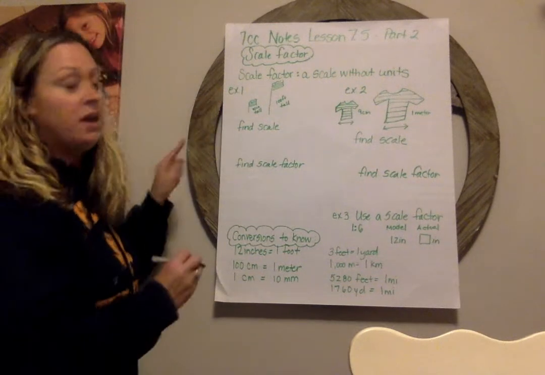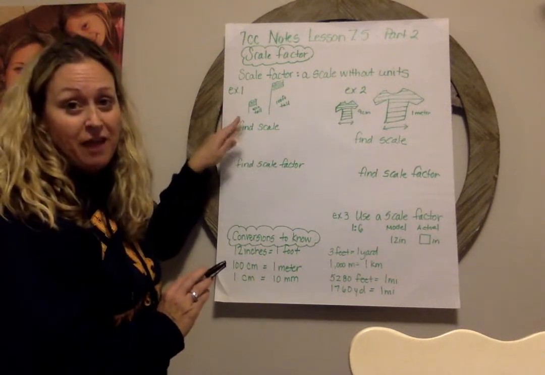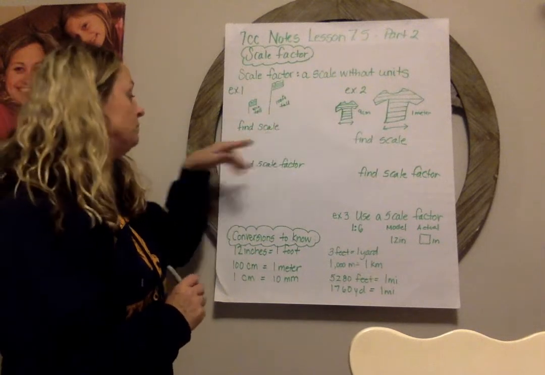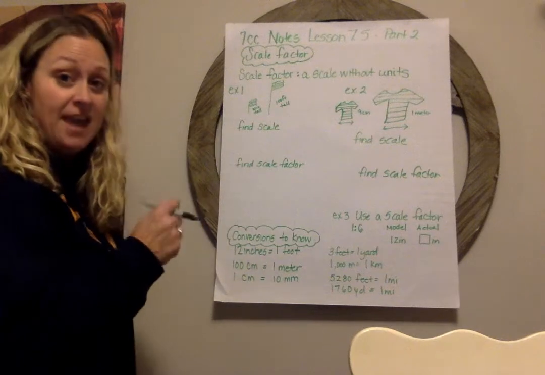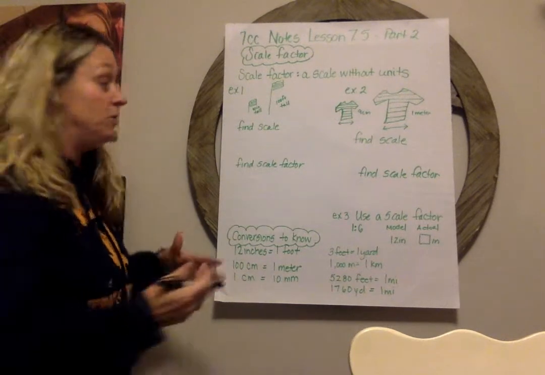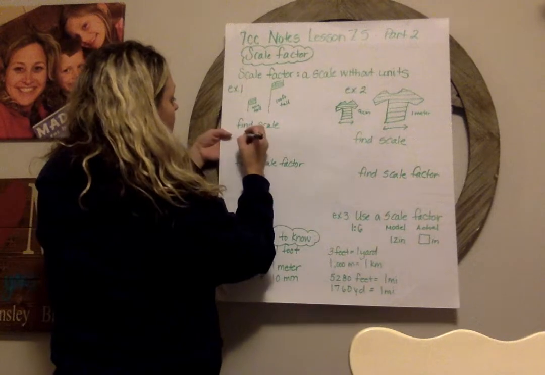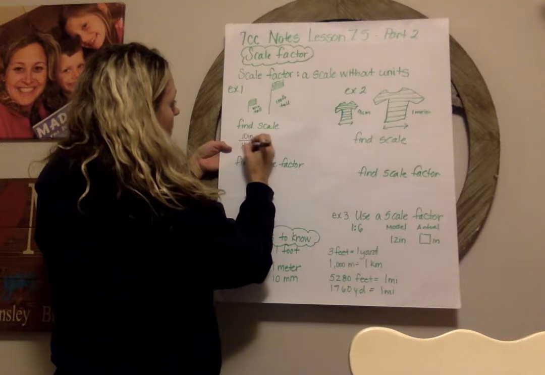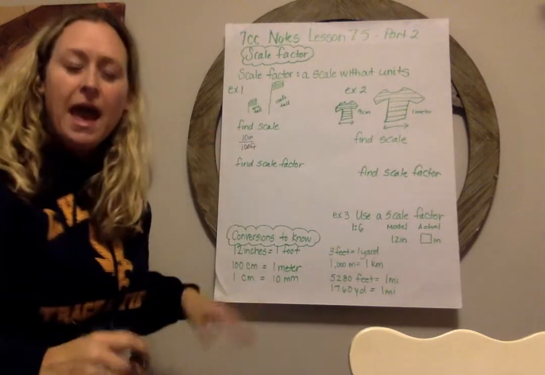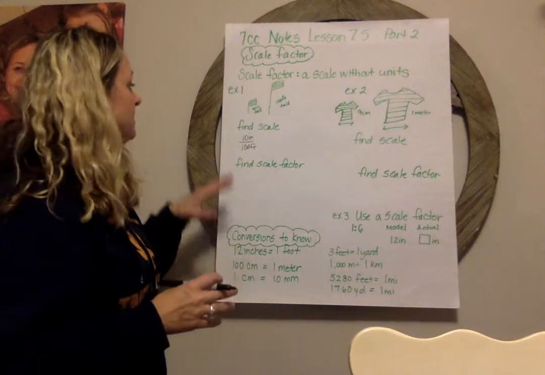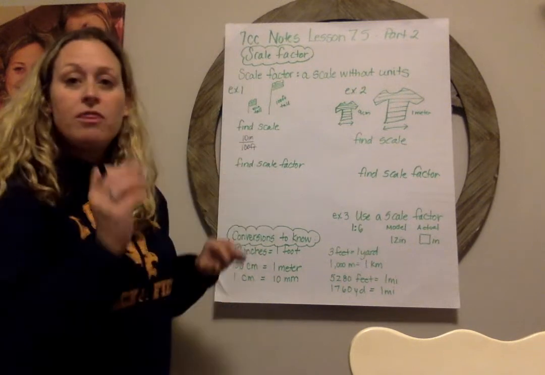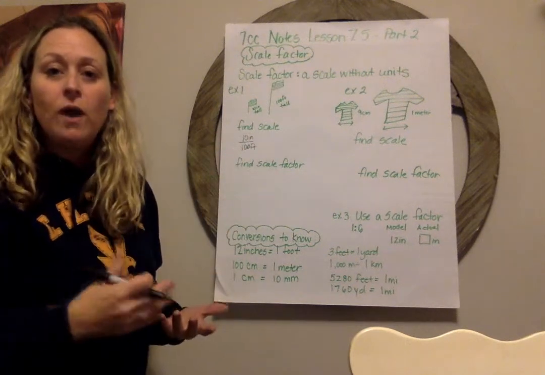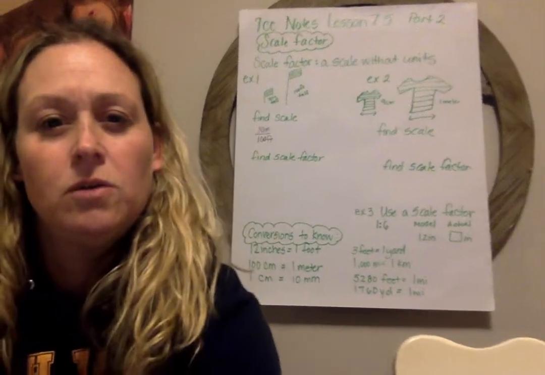So in example 1, I've drawn a miniature flag that is 10 inches and then a real flag that is 100 feet tall. So if we're looking for the scale, that's going to include the units. And those units would be 10 inches and 100 feet. Now, as you find the actual scale, those units remain there, but you can go ahead and simplify.